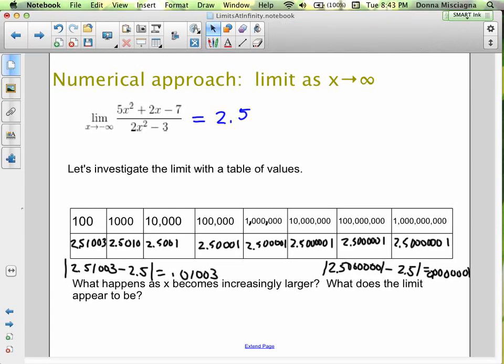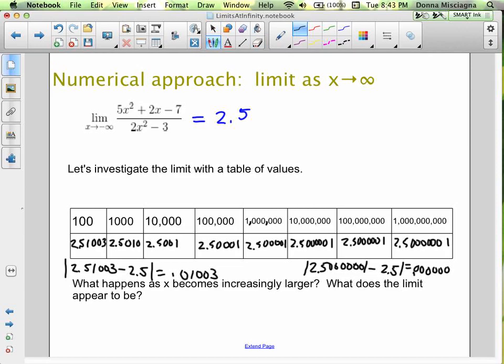All right, so let's look at the difference. As x is getting larger and larger, notice that difference is getting smaller and smaller. So many zeros. There we go. Definitely 0.00000001 is smaller than 0.01003. So notice that difference is getting smaller and smaller and smaller. And that's basically what that formal definition applied to limits at infinity is just saying.